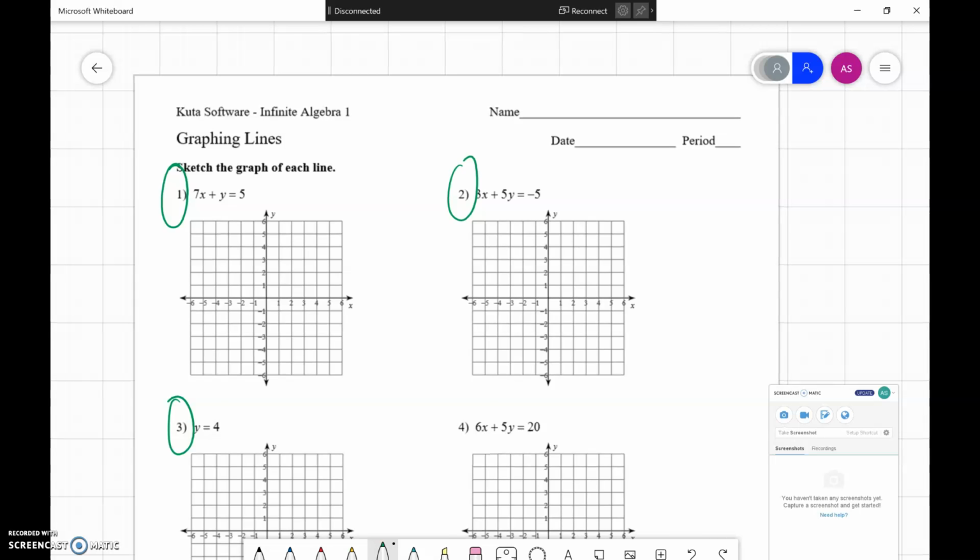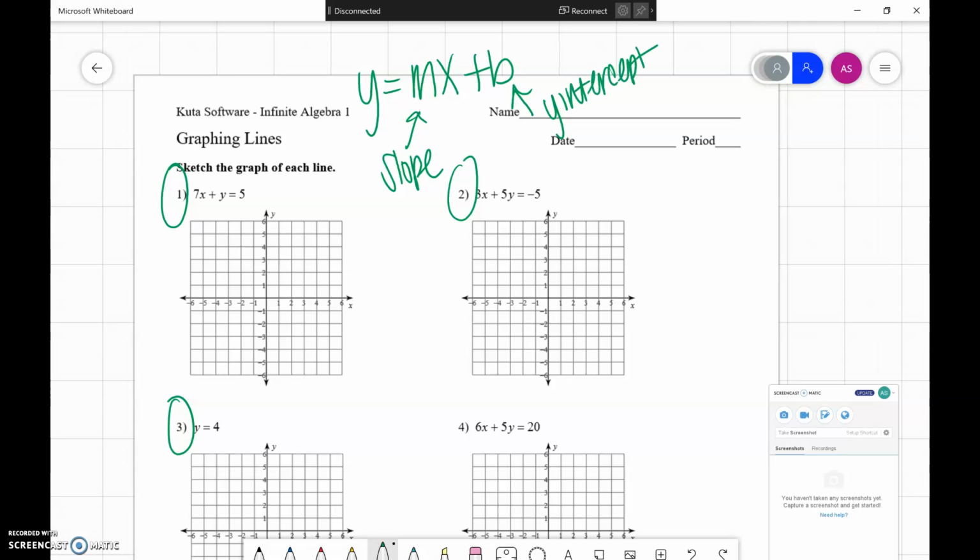All right, guys, we're going to be looking at graphing standard form equations. So we're used to seeing our slope-intercept form, which is y equals mx plus b, where m is our slope and b is our y-intercept. But you notice on this page, you see equations that are in standard form, which is ax plus by equals c.